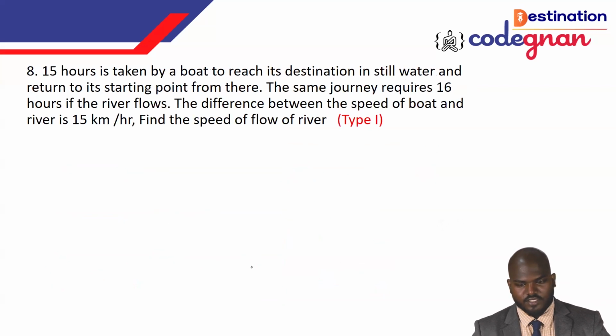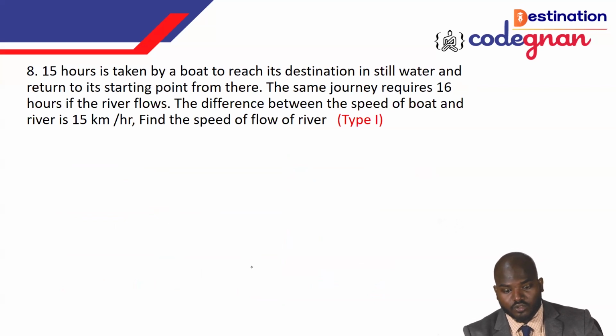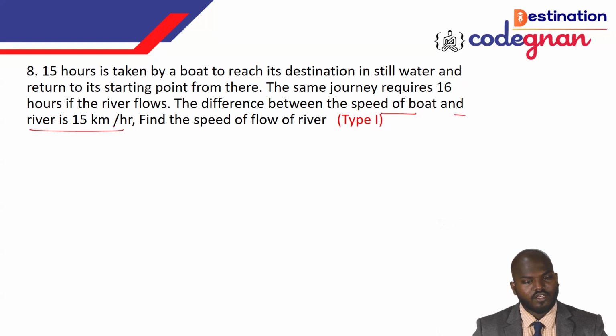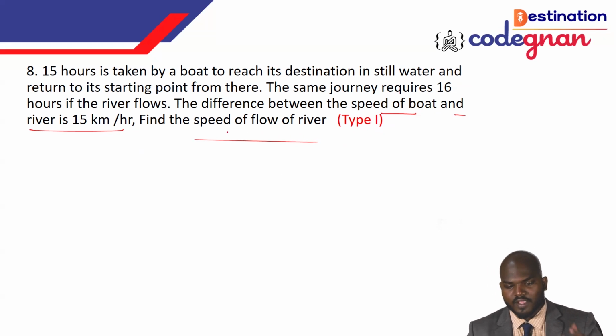So I'm going to the next question. They are saying that 15 hours is taken by the boat to reach its destination in still water and return to the starting point from there. So up and down it took 15 hours. The same journey requires 16 hours if the river is flowing. The difference between the speed of the boat and the speed of the stream is 15 kilometers per hour, and they are asking to find out the speed of the flow of the river, the speed of the stream.